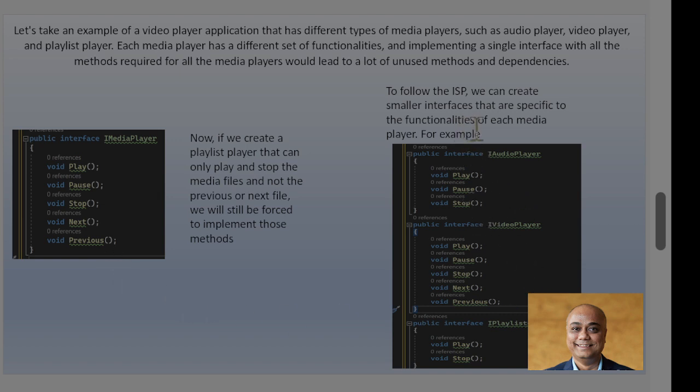So to follow the ISP, we create smaller interfaces that are specific to the functionality of each media player. For example, public interface IAudioPlayer. Here we can define void play, void pause, void stop, and then other interfaces like IVideoPlayer. Here we can define void play, void pause, void stop, void next, and void previous. And here is a third interface, IPlaylistPlayer. Here we can define void play and void stop.